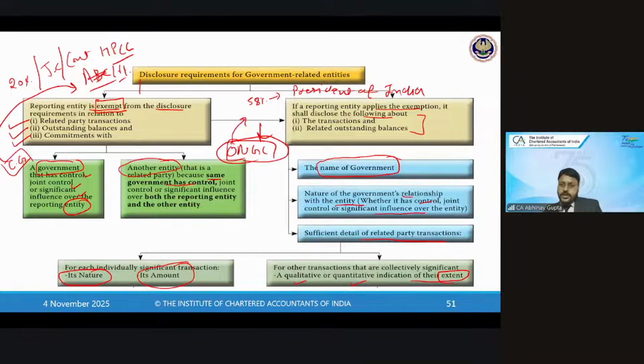Yes, sir. Because you are giving the name of the government, number one. You are giving the nature of the relationship, whether it is control, joint control, or significant influence. Then you are disclosing the sufficient detail of the transaction. What is that sufficient detail? The nature of the transaction and the amount of the transaction, right? And a qualitative and quantitative indication of their extent on the company. Then what is left? What is significant transaction? I'm coming to that.